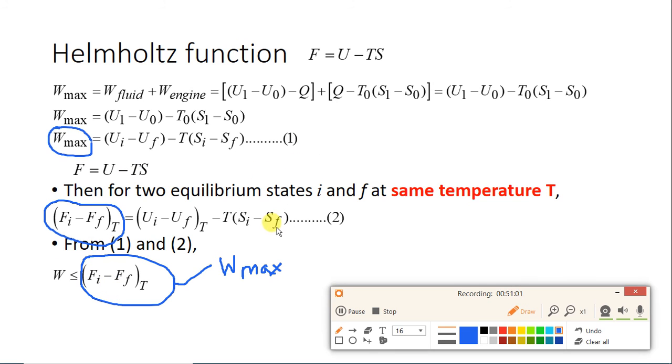So comparing 1 and 2, I can write the equation in this form, that W is less than or equal to Fi minus Ff at constant temperature. Now here you can see, for the Helmholtz function, we are not writing Ff minus Fi. It is not the final Helmholtz function minus the initial one. We are writing initial minus final, meaning the Helmholtz function value is decreasing. Fi minus Ff.